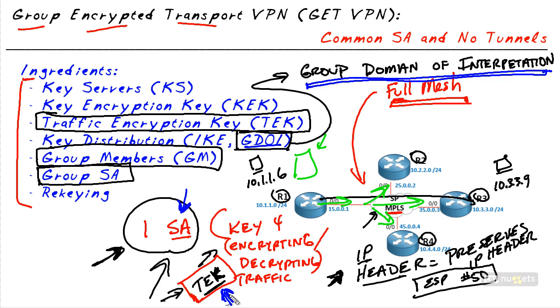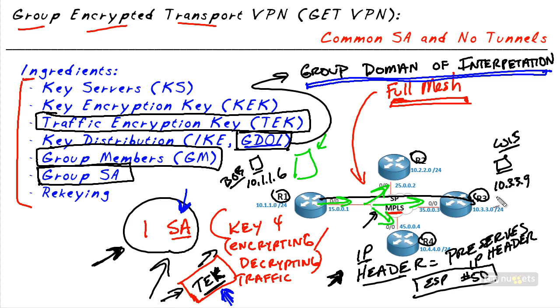Now, one of the challenges we have with Group Domain of Interpretation in GETVPN is how do these group members, R1, R2, R3, and R4, how do they know the answer to the magical question, should I encrypt this or should I not encrypt this? For example, if our user here, Bob, is sending traffic out to the internet, should we encrypt that traffic or should we let that go clear text? If Bob is talking to a device over on the 10.3.3 subnet, should we encrypt that or should we just send it off in clear text? To encrypt or not to encrypt? That is the question.